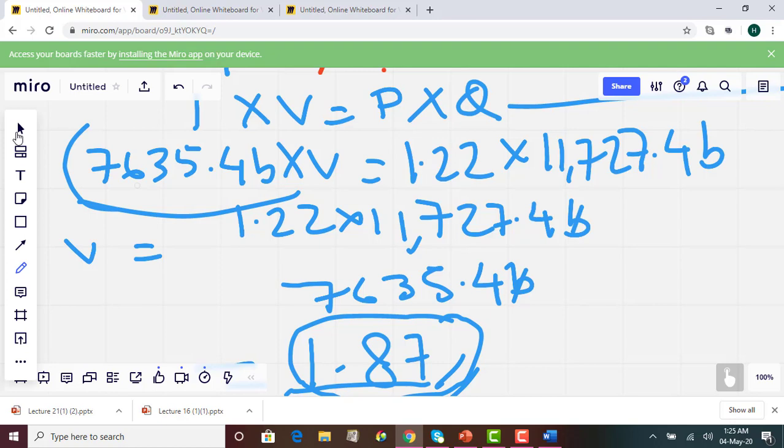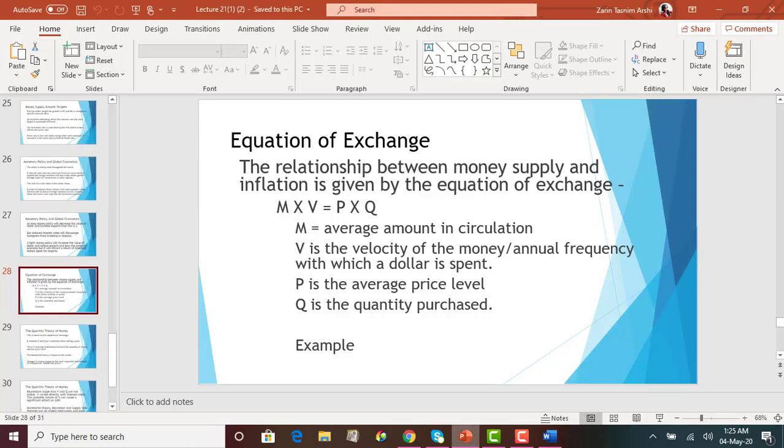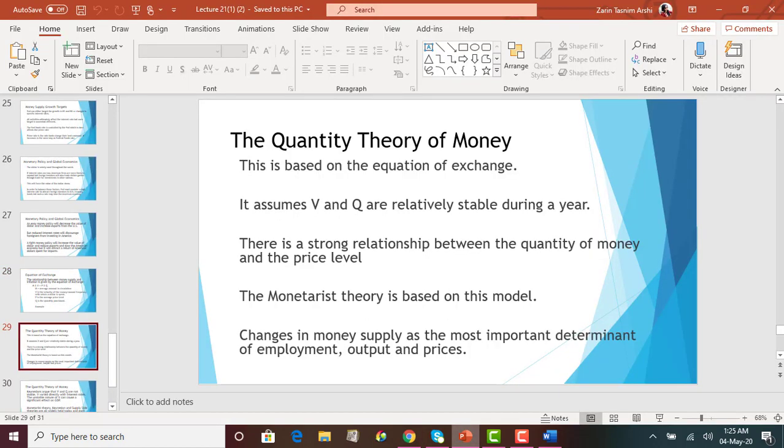Now, this has happened within 3 months. Probably over 1 year it's going to be more, but that's what we get. So that's how we calculate the velocity of money, and that is exactly what it means. This money supply has exchanged hands 1.87 times between April and June. Hopefully this gives you a clear picture of what velocity of money means and how the equation of exchange holds. Now this ultimately leads us to the quantity theory of money.